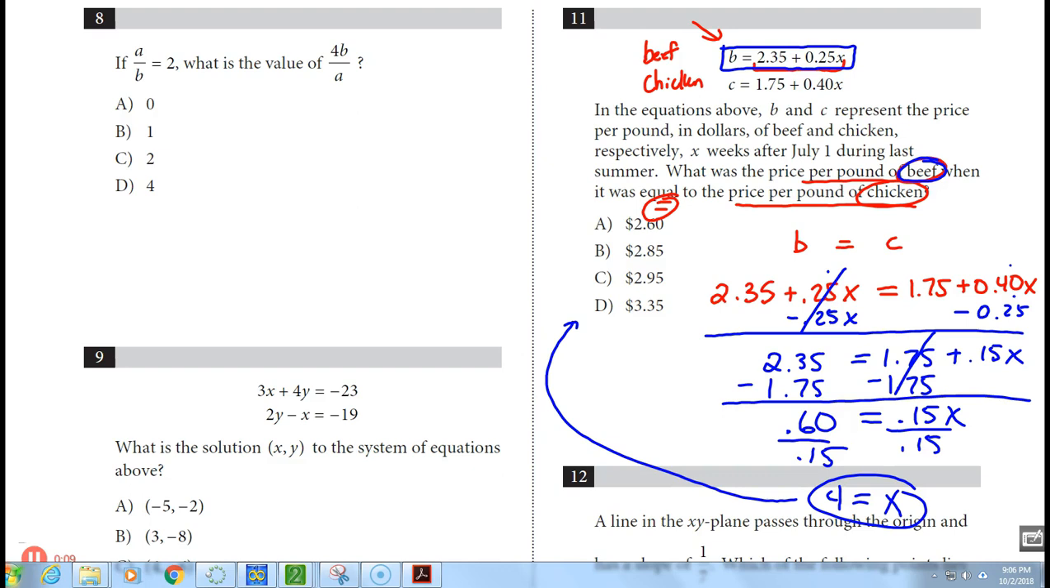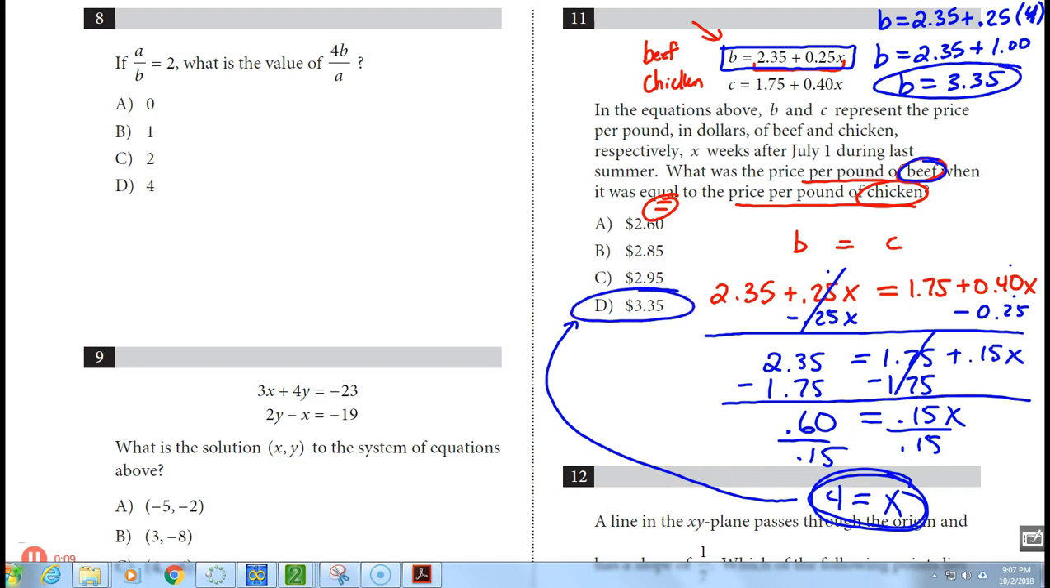So B equals $2.35 plus 0.25, and now I know what x is. X down here was 4, so I replace it, and this isn't too bad. B equals $2.35 plus 4 times 25, that's 4 quarters, that's $1. And so it looks like the beef is $3.35, which would be choice D. So not only did you have to solve for x, you had to go back and plug it in to find the true price.